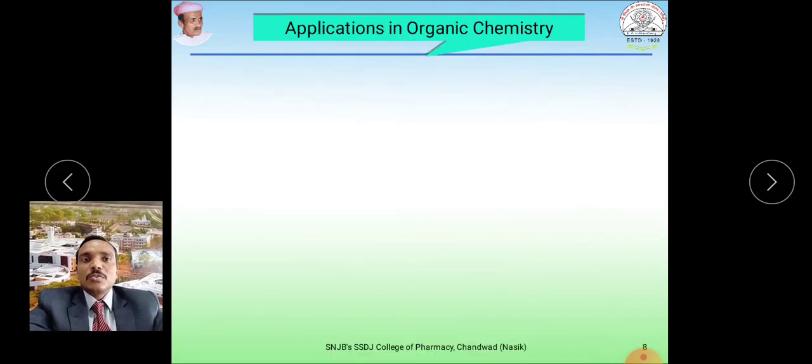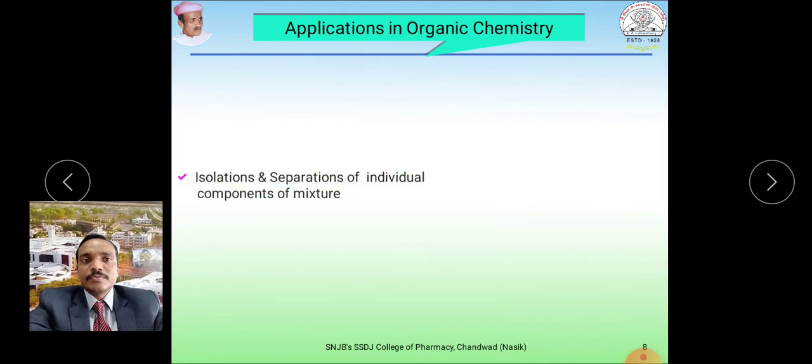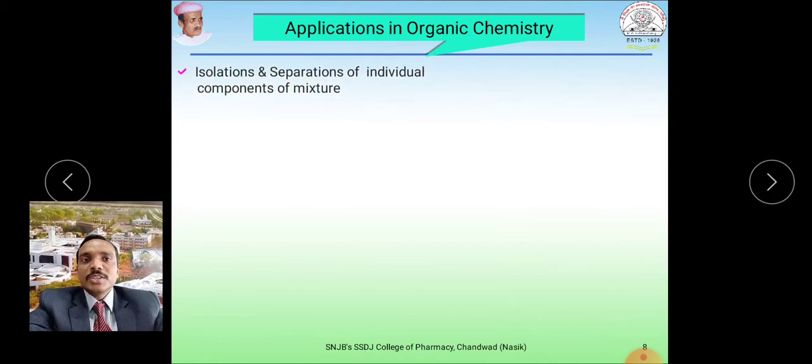So now, what are the applications of TLC in organic chemistry? First of all, isolation and separation of individual components from a mixture. See, if a mixture of compounds is there, then we can separate the different components from the mixture.